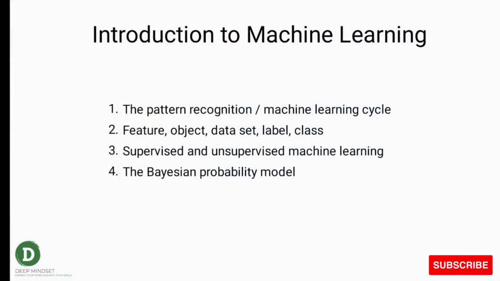We need to cover these 4 things for this session. The pattern recognition / machine learning cycle, features, objects, dataset, labels and classes, supervised and unsupervised machine learning, and Bayesian probability models. You should all be familiar with these things already, but this is a recap. Okay.